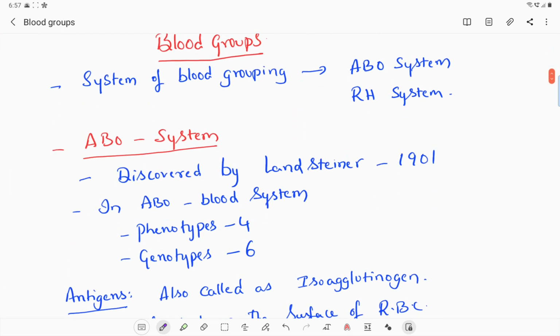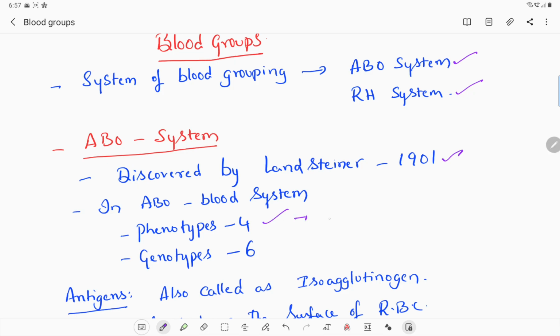So blood groups. What are the systems of blood grouping? Generally there are four systems: ABO system, RH system, MN system, Bombay blood group. Okay, but today in our topic we are dealing with only the ABO blood grouping system and RH system. First one, let us see the ABO blood grouping system. It was first discovered by Landsteiner in 1901.